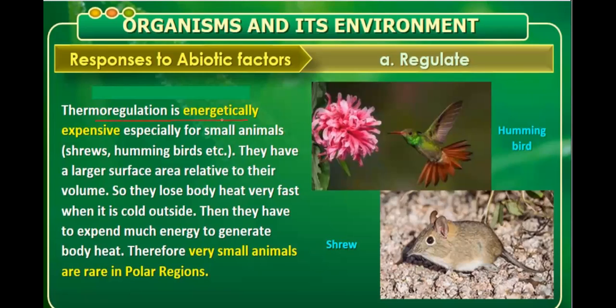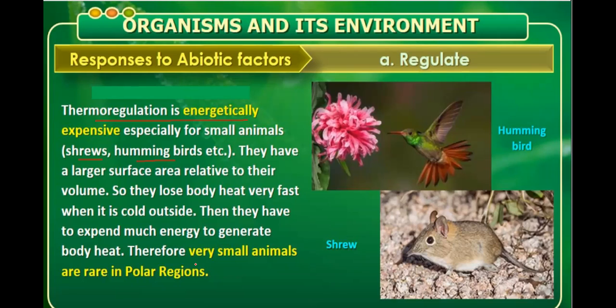Thermoregulation is energetically expensive, especially for small animals like shrews and hummingbirds. They have a large surface area relative to their volume, so they lose body heat very fast when it is cold outside. Then they have to spend much energy to generate body heat. Therefore, very small animals are rare in polar regions. Why? Because in comparison to their volume, their surface area is more, so there will be more loss of heat.